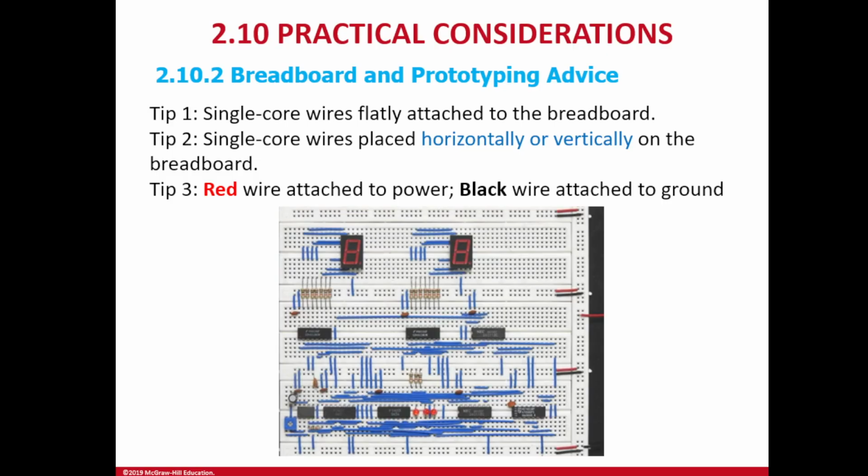So first of all, there are some rules of thumb. Tip one: single pole wire flatly attached to the breadboard. We say the cable is flush to the breadboard. That means you need to attach the cable close to the breadboard. You cannot do the bridging.